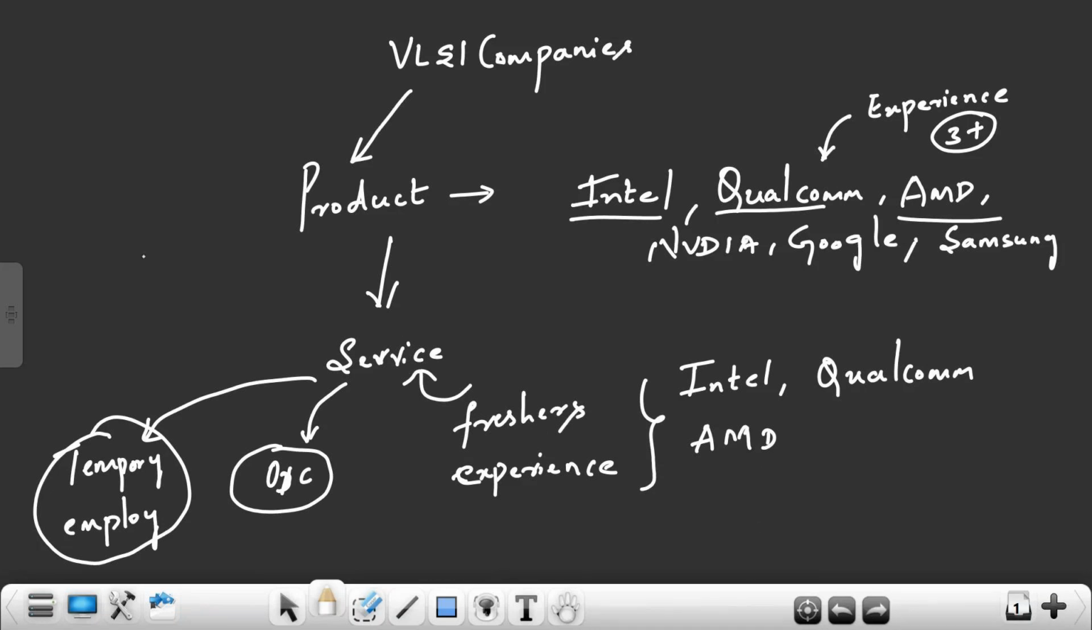So this is how the VLSI companies work. So you have well-defined opportunities to enter service-based companies, and you can also apply for product-based companies. If your interview is very good, they may hire you. There's a chance.